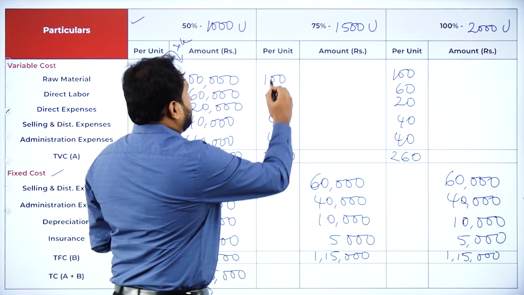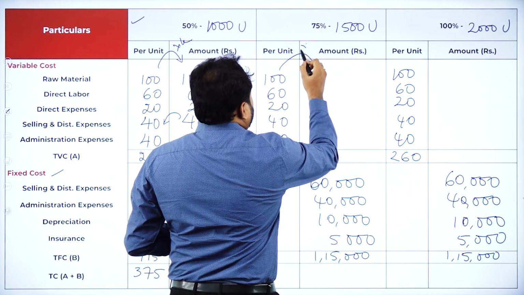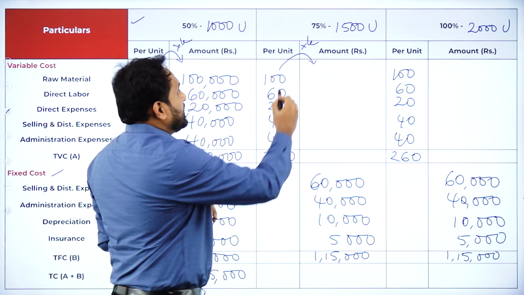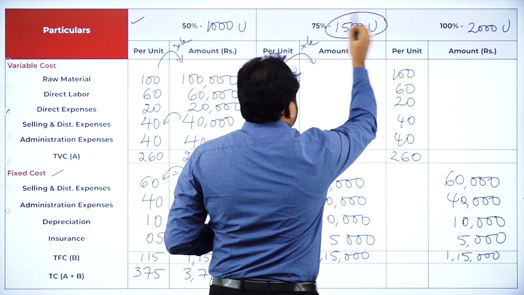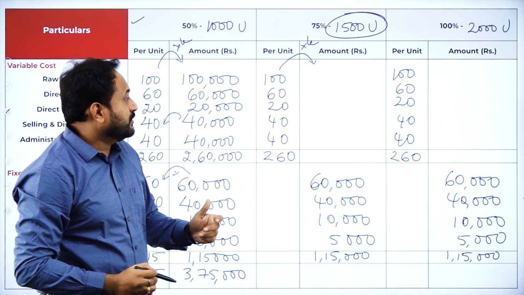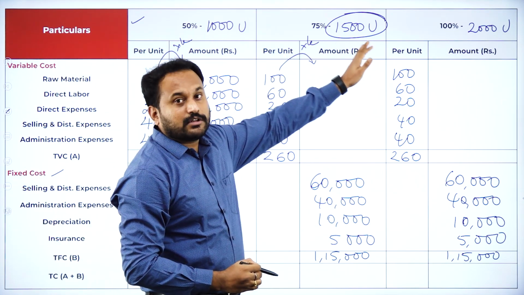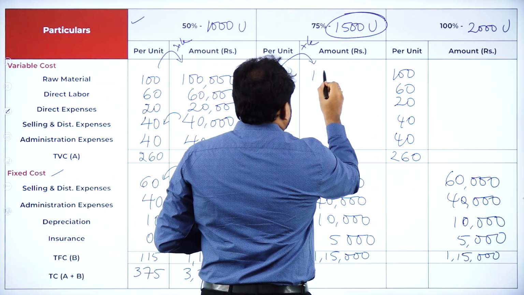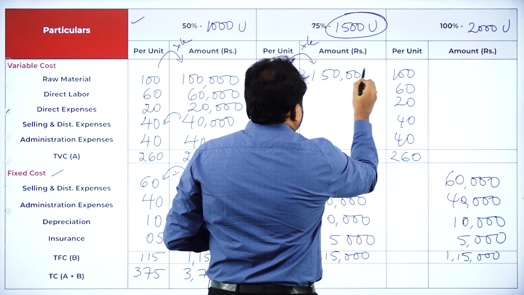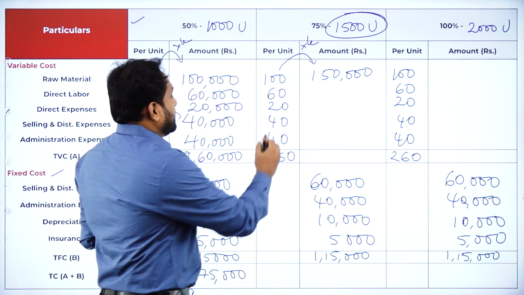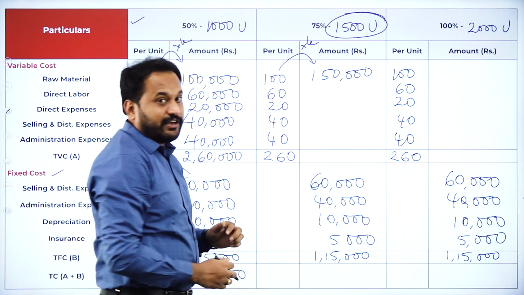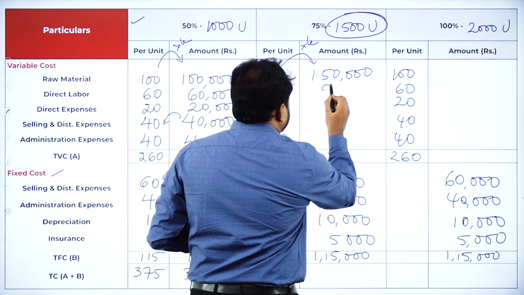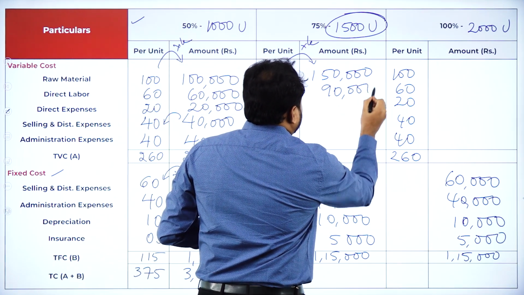I told you, from here to here, if you need to write, you should multiply. That means for 1 unit it is 100. For 75% we have manufactured how much? 1,500 units. So 100 into 1,500 units. That is how you will be getting 1,50,000. Now 60 into 15, in the sense 90 is what you will get. So how much is it? 90,000. You get 90,000 here.